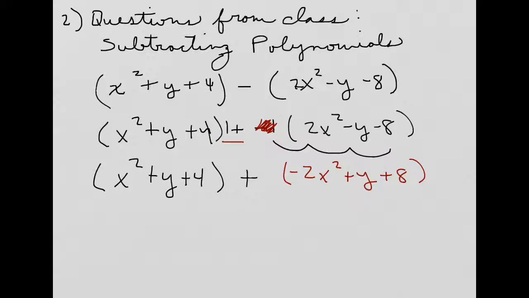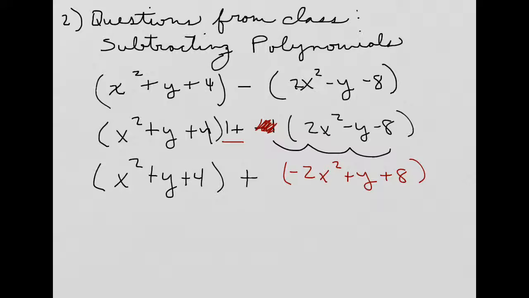You really don't have to do that, though. You could have just subtracted like terms. I have my x squared here. If I minus a 2x squared, it's going to give me the same thing as if I had x squared here plus a negative 2x squared. So let's go ahead and do this operation.